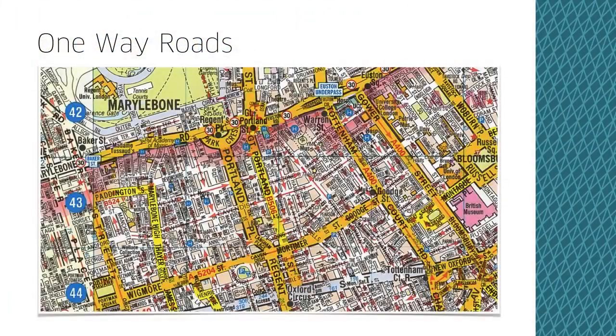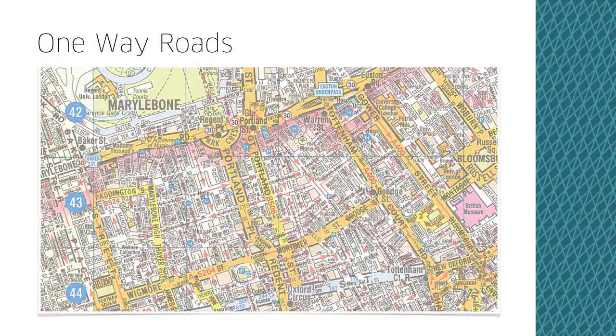On your route, you may travel along one-way road systems. Make sure to look out for the one-way symbol, which is a red arrow indicating the one-way system and indicating the direction of traffic.